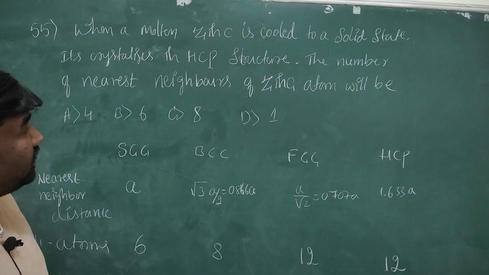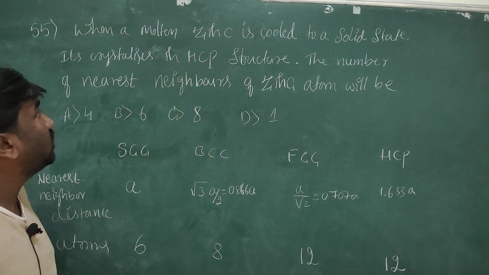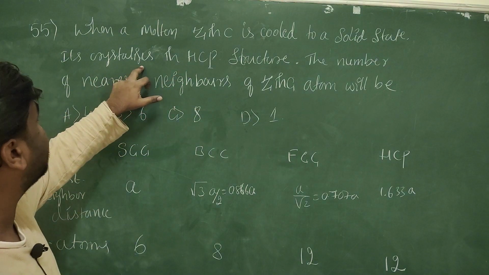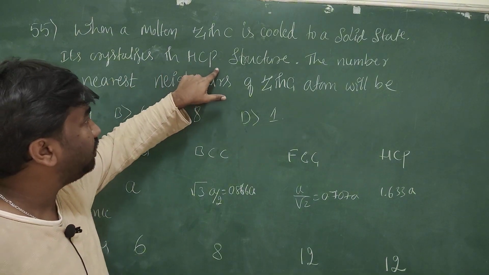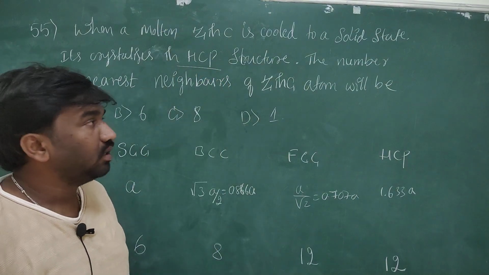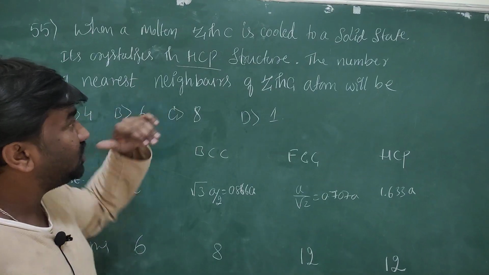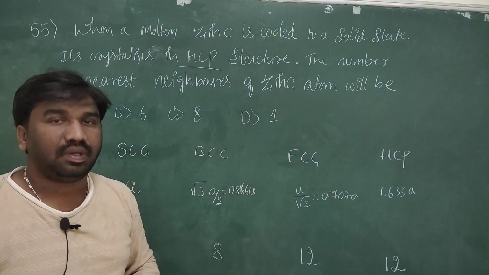So the question is like this: when molten zinc is cooled to a solid state, it crystallizes in HCP, the hexagonal close packing structure. The number of nearest neighbors of a zinc atom will be?